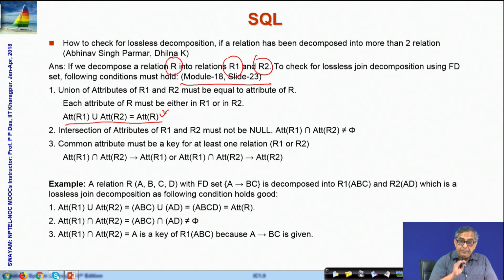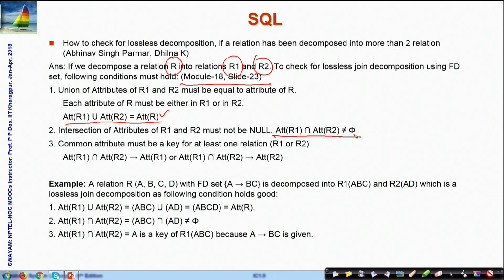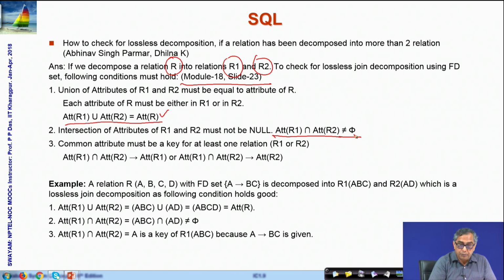For it being lossless join, I should be able to perform a join. If I cannot perform a join, then naturally there is no question of a lossless join. So, to be able to perform a join, I need that R1 and R2 must share at least one attribute on which the natural join will happen. So, a basic necessity of being a lossless join is that there must be some intersection between the attribute set of R1 and that of R2. So, R1 intersection R2 must not be null, there must be some attribute which is common to both.